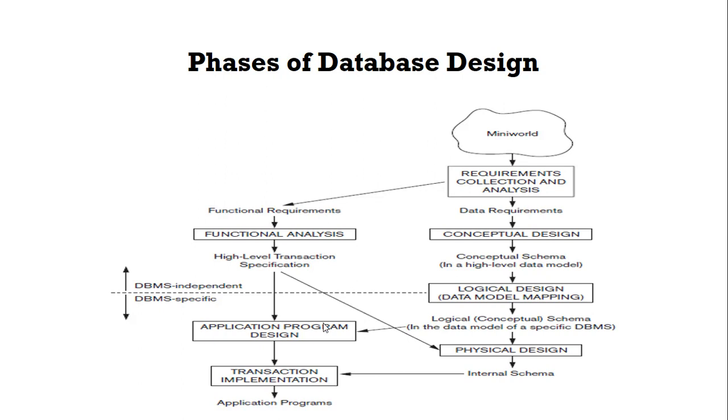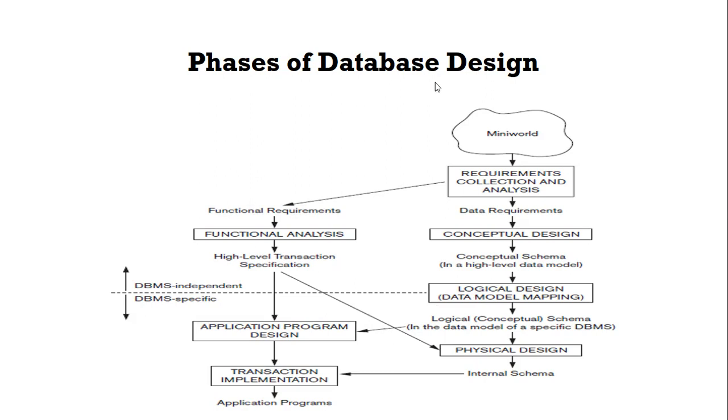The DBMS specific phase contains three components. One is application program design, another one is transaction implementation, and another one is physical design. The intermediate component of both the phases is logical design, that is data model mapping.